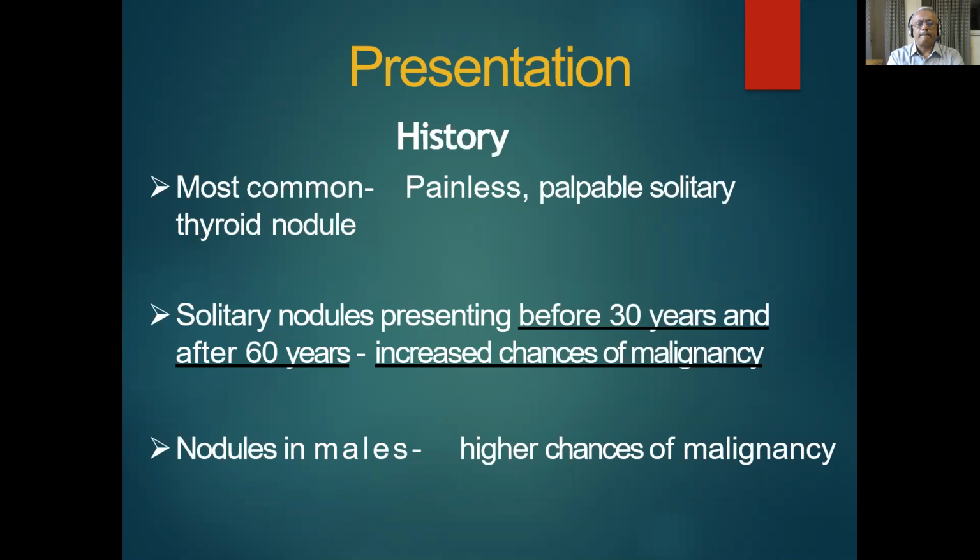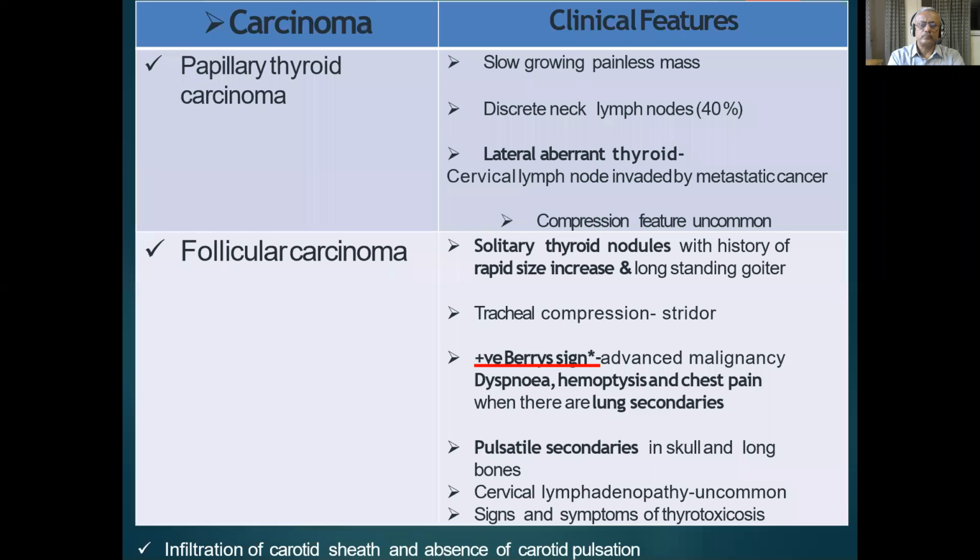So here about history and symptoms, as we discussed many times in our previous classes, I'm going to give it in brief. The most common presentation will be a painless, palpable, solitary thyroid nodule. Solitary nodules presenting before 30 years and after 30 years have an increased chance of malignancy, and nodules in males have higher chances of malignancy. Papillary thyroid carcinoma is a slow-growing, painless mass with discrete neck lymph nodes. Around 40% will have discrete neck lymph nodes.